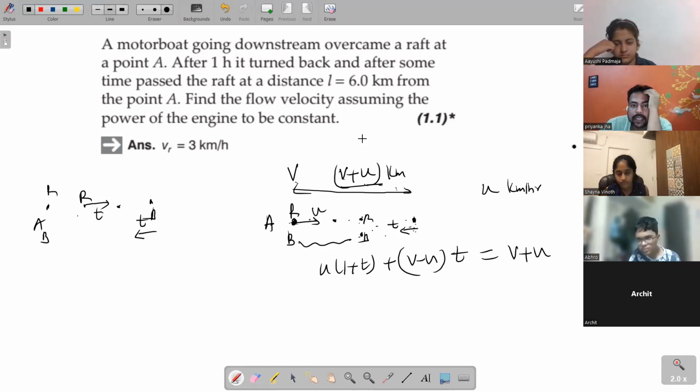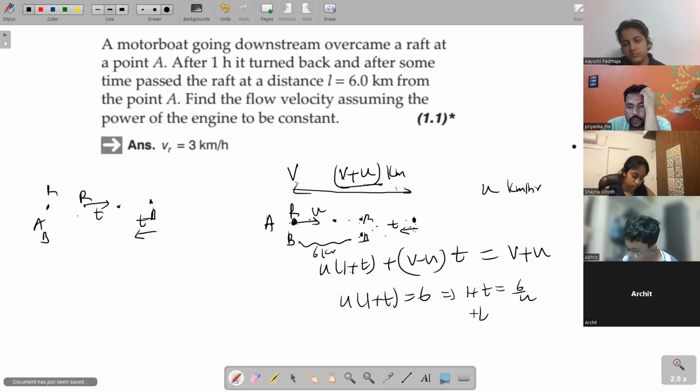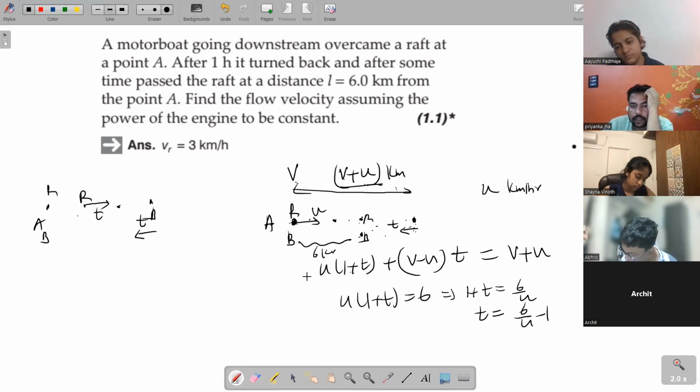Now it is saying that 6 kilometer from point A. So this distance is 6 kilometer. So this distance would be U into 1 plus T, and U into 1 plus T is equal to 6 kilometer. From here, you have to find U now, so you have to eliminate T. So 1 plus T equals 6 by U, so T is 6 by U minus 1.